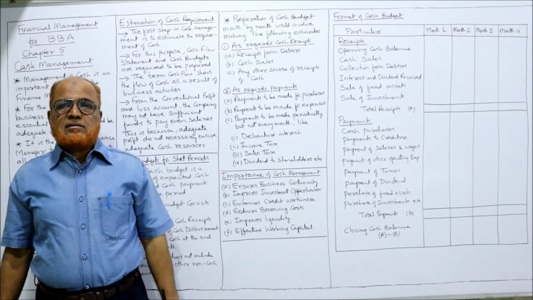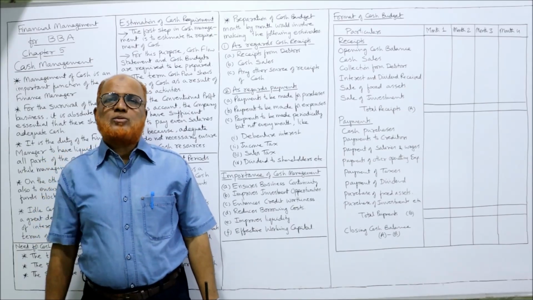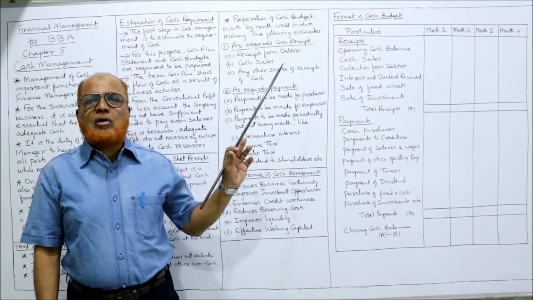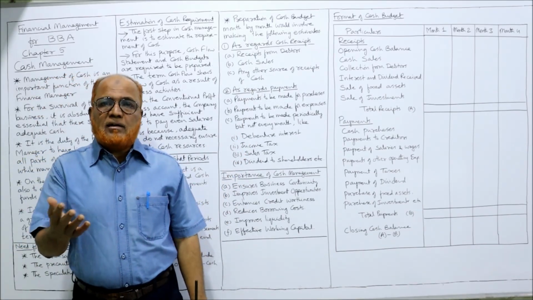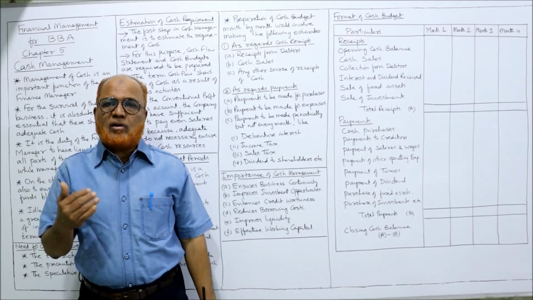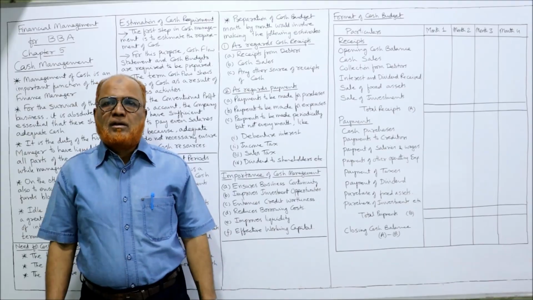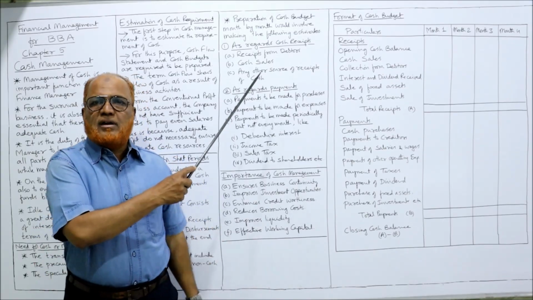Second, cash sales. We will not sell all the goods on credit. Some goods are sold on cash basis also. So cash inflow will be there on account of cash sales. Any other source of receipt like interest received or dividend received or rent received, these different types of receipts may be there. So we need the cash inflows from different receipts.